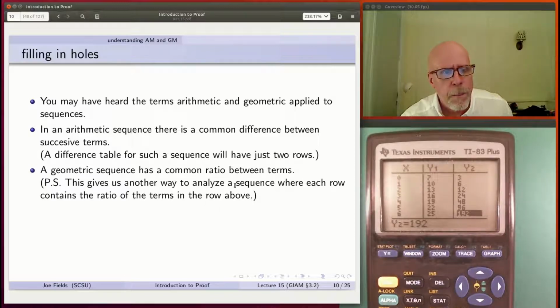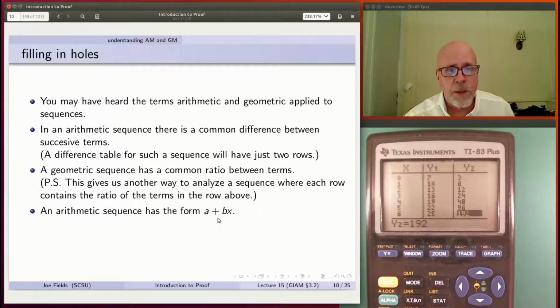Okay. A little PS moment. There's actually a way to analyze a sequence if you think it has a geometric character by writing, instead of a difference table for it, a quotient table for it. And you could just as well have a quotient table that had multiple layers in it. This would be a quotient table that has just 2 rows.